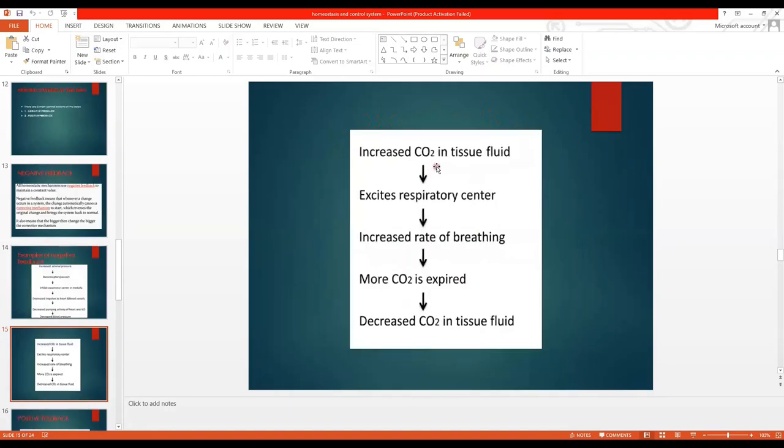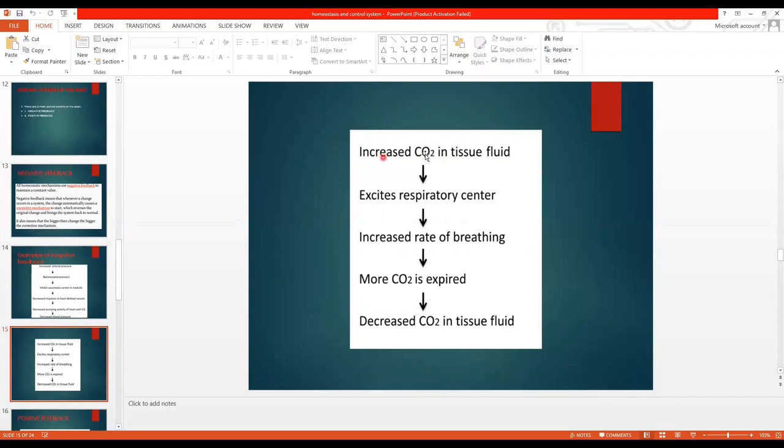Another example of negative feedback is regulation of carbon dioxide. We all know that carbon dioxide is a waste product. It should not be present in our body. So if there is an excess of carbon dioxide in the body, how we eliminate it is through the negative feedback. So number one, there is an increase in the carbon dioxide in the tissue fluid.